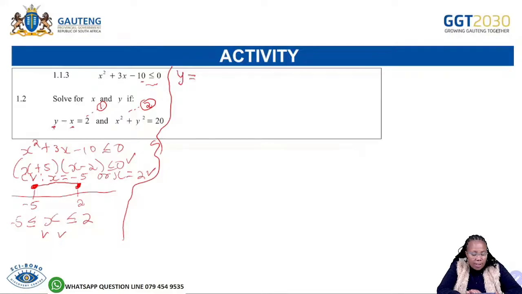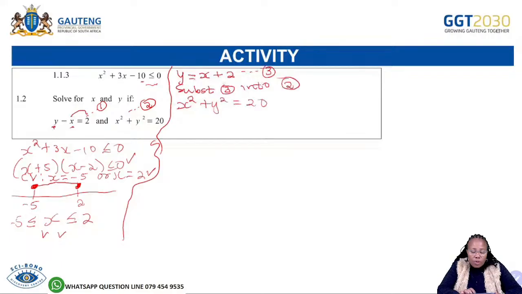So I leave y and transpose minus x to the other side. It will be positive x with the 2 that is already on that side. That is our equation 3. And then we are going to substitute equation 3 into the equation we didn't use, that is equation 2. And then equation 2 states that x squared plus y squared is equals to 20. So wherever we have y, we are going to substitute x plus 2. So it's x squared plus, for y, we put in x plus 2, and this is squared equals to 20.